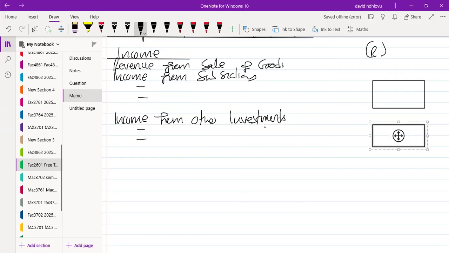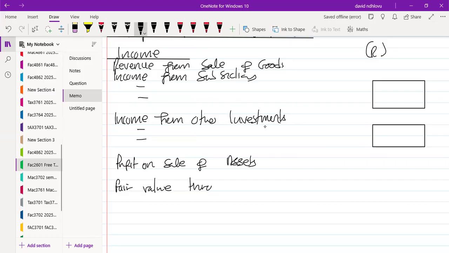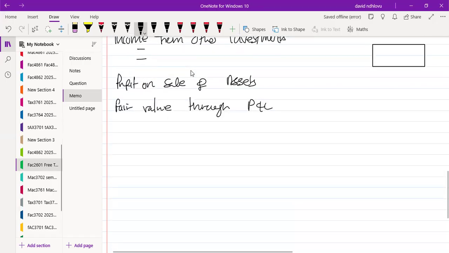Right, we show profit on sale of assets. Right, we also show a fair value gain, right, through P and L, if we have it. So these are the items that you need to show with regard to income. And then next you go to expenses. You must disclose relevant expenses.